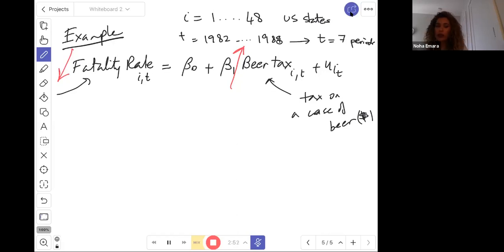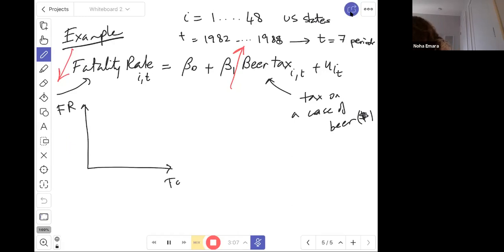However, when you check the graph on your slides, you would find this relationship is actually positive. So we have it like this. This is, I'm going to call it FR, fatality rate, and this is the tax. And the dots were like this. The relationship is surprisingly positive. So the question is, how come as the tax increases, the fatality rate increases?